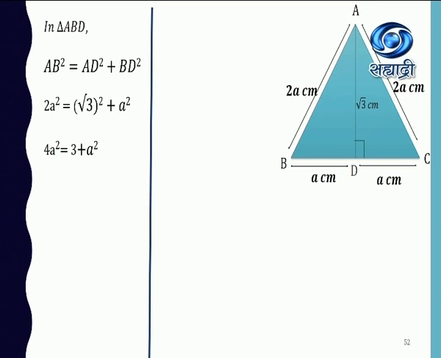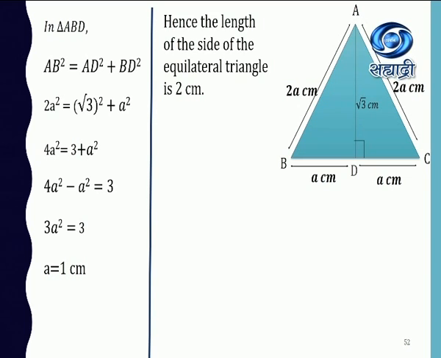So AB square, which is 2A square, is equal to root 3 bracket square plus A square. It gives us 4A square, which is equal to 3 plus A square. Taking A square together, it gives 4A square minus A square is equal to 3. So 3A square is equal to 3, A is equal to 1. Each side, out of this 2A, 2A, 2A, is 2, because 2 into A is equal to 1.